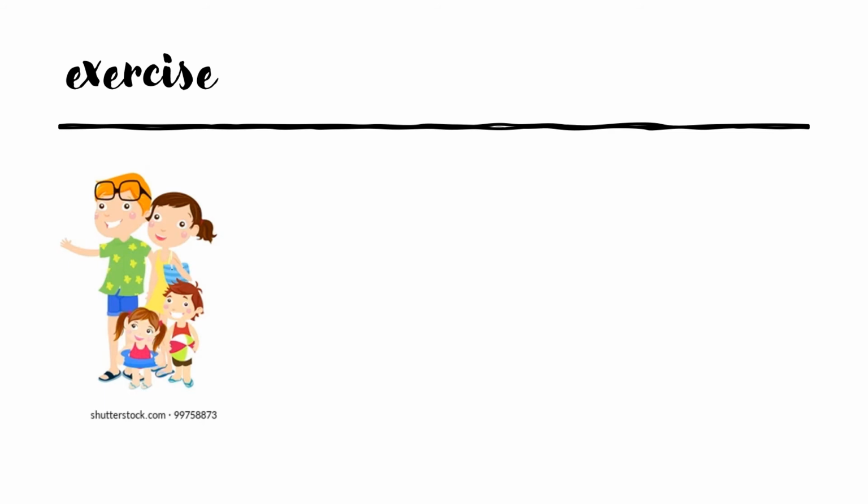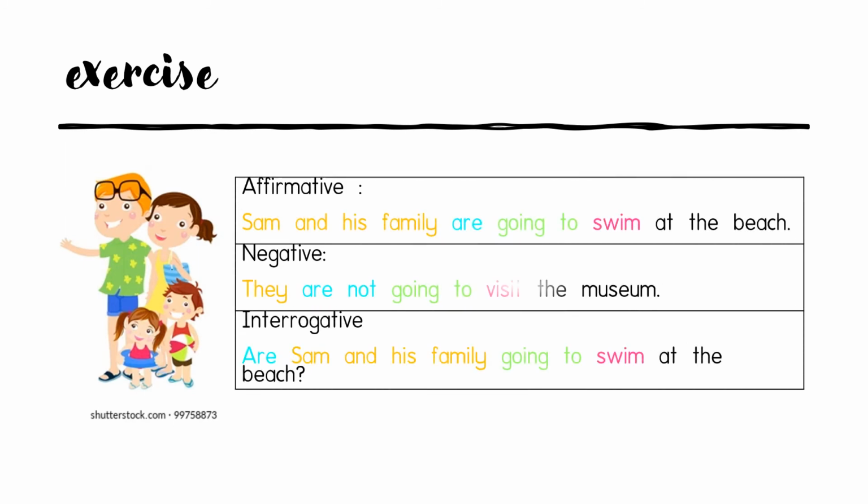Okay, so now as you can see, there's a picture of a family, a happy family. Where do you think they want to go? Yes, they're going to the beach, right? The boy is holding a ball and the girl has a float there. From the picture, we know that they are going to the beach. Okay, so now these are the sentences.